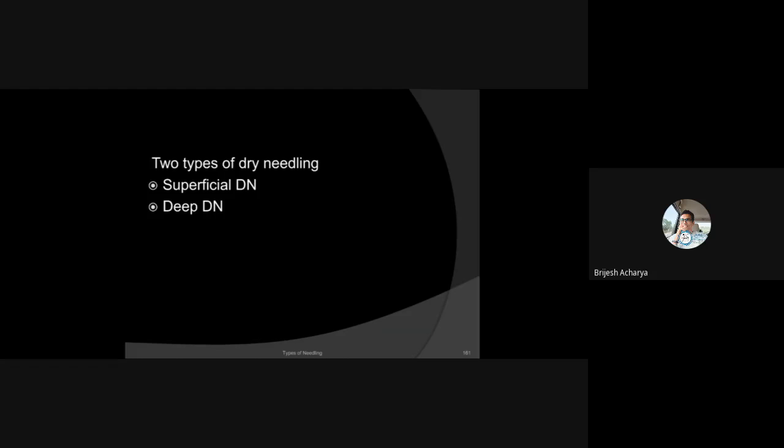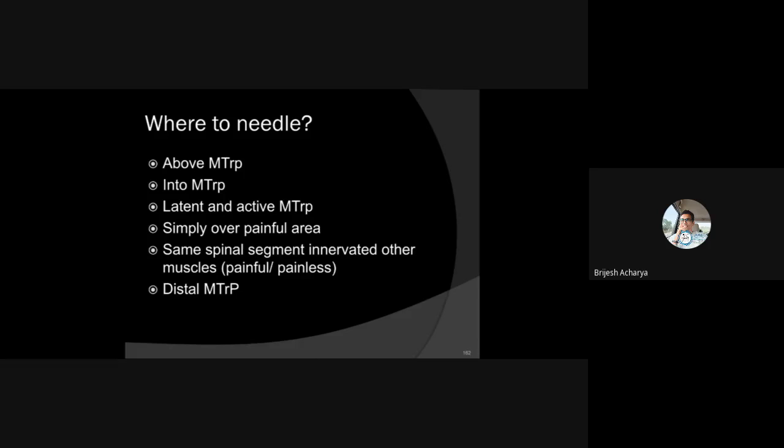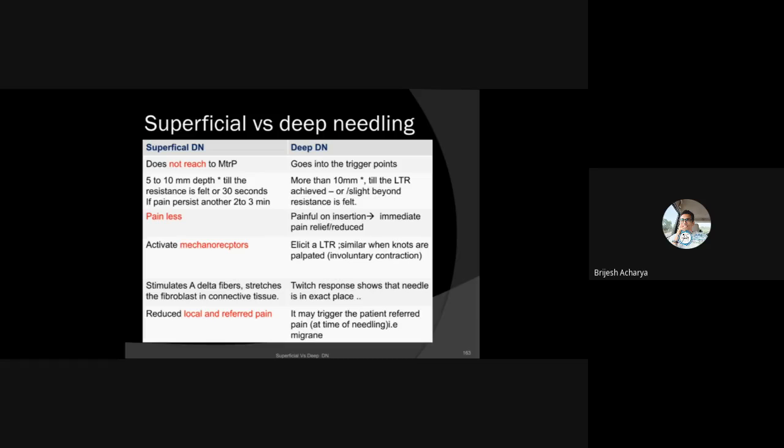There are two types of dry needling basically. One is superficial, where the needle is going inside the skin, but it is not going in the muscle. Whereas in deep dry needling, we are going into the muscle and we are penetrating within the trigger point. Where you can needle: into the trigger points, or just over the simply painful area you can needle. And you can treat the distal proximal trigger point as per the need.